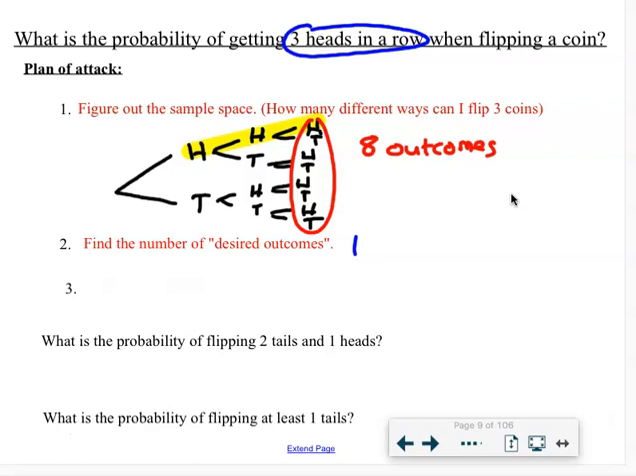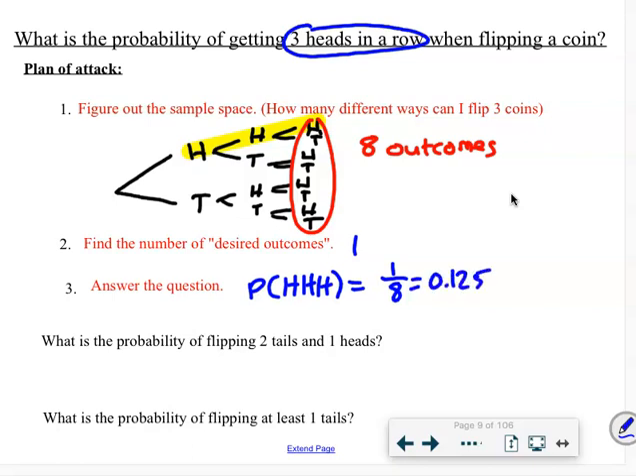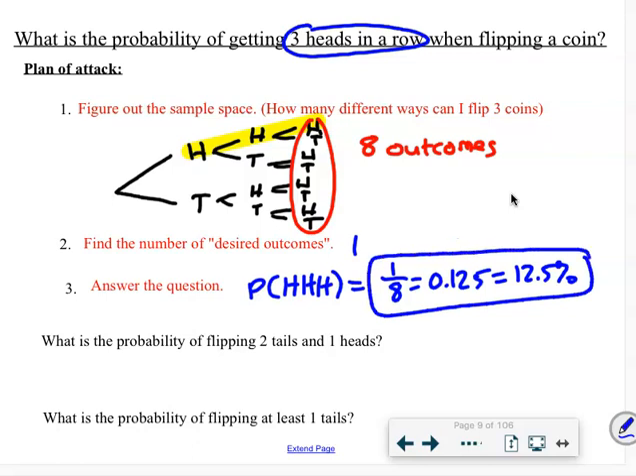So then the probability then is answer the question. Well, the probability of getting 3 heads, or we could even do it this way too, the probability of getting heads, heads, heads, either way would be fine, is there's one way to do it out of 8 total possibilities. So that's equal to 0.125. Go to that third decimal place, or 12.5%. That would be another acceptable answer.